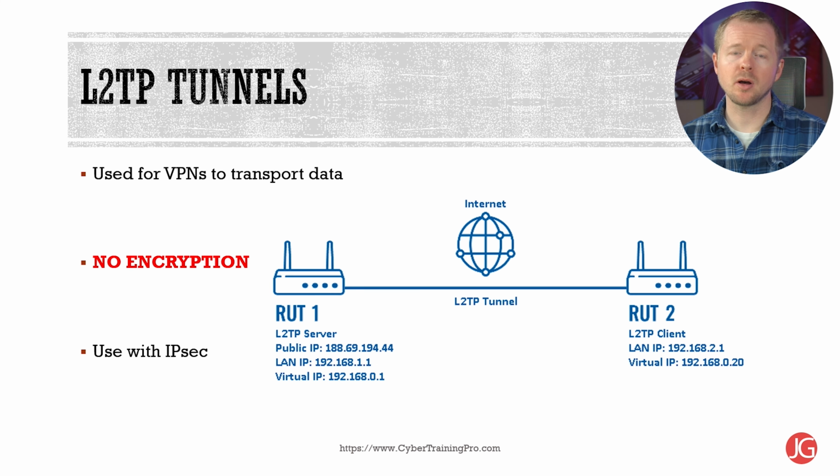Layer 2 tunneling protocol, L2TP, is a tunneling protocol that's used for VPNs to transport data. L2TP doesn't provide any encryption, so typically we might use IPsec to encrypt data and then transport it using L2TP.